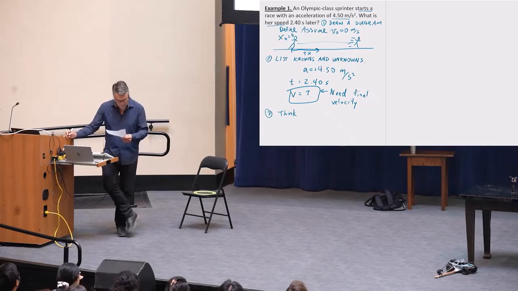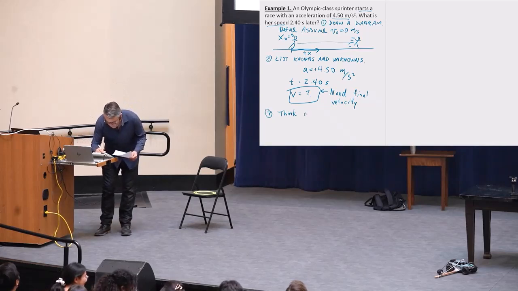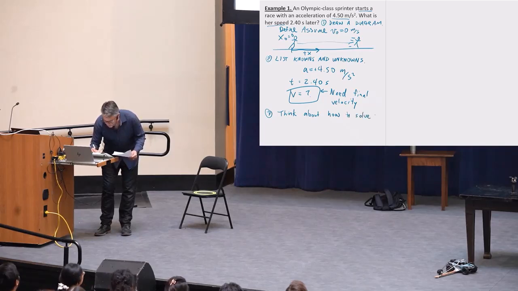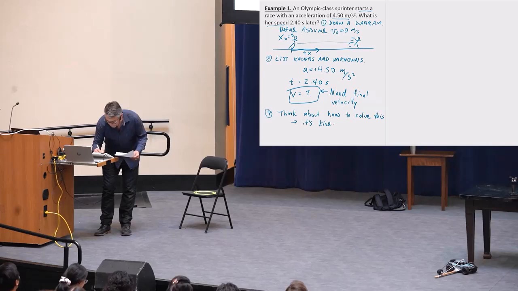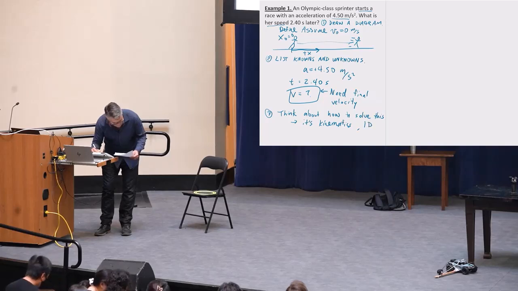So then step 3, as Dora the Explorer used to say, let's stop and think. So it's to think about how to solve this problem. You kind of have to look at your diagram and think about this chapter that you're in. This looks like a chapter 2 problem to me. It's kinematics. There's no forces. You're just given an acceleration. So it's also in 1D. There's no turning or anything like that, or circular motion.